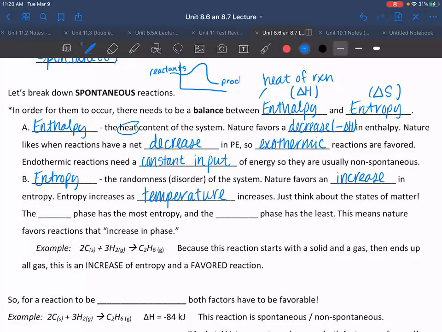has more disorder? Gas. So gas phase, because they are moving quickly, we tend to turn things from a solid to a liquid to a gas with an increase of temperature. Increased temperature, increased disorder, increased entropy. So the gas phase has the most. What do you think has the least then? Solid. So this means that we're going to give this the term increase in phase. Nature likes when we turn things from solids to liquids to gases.